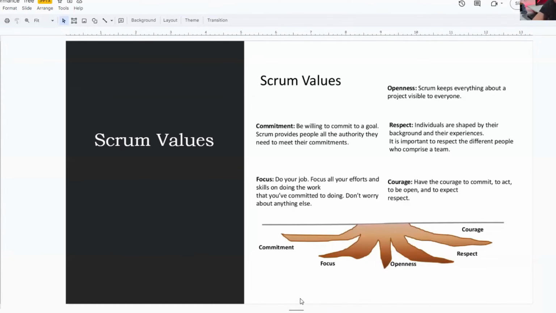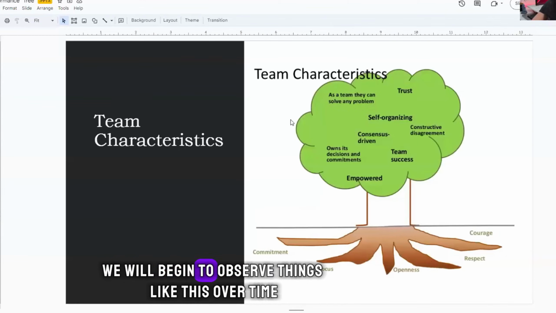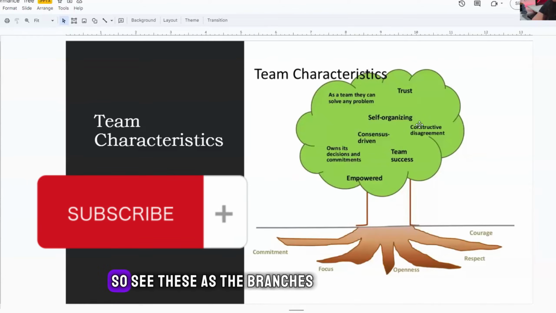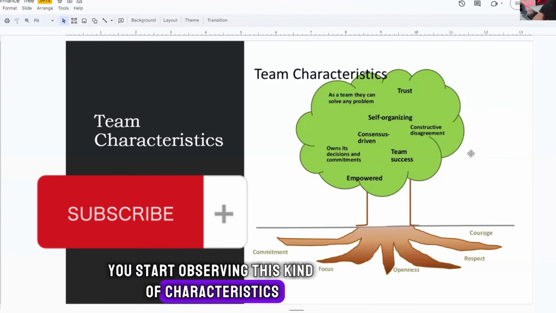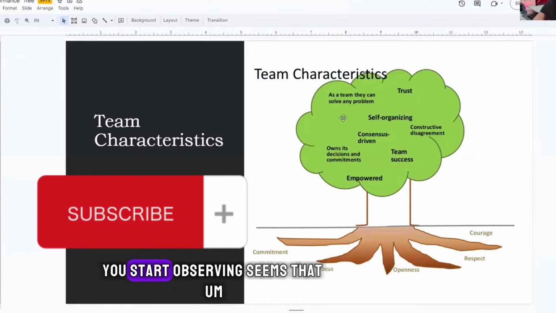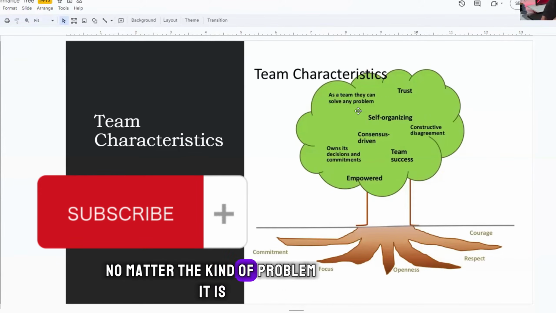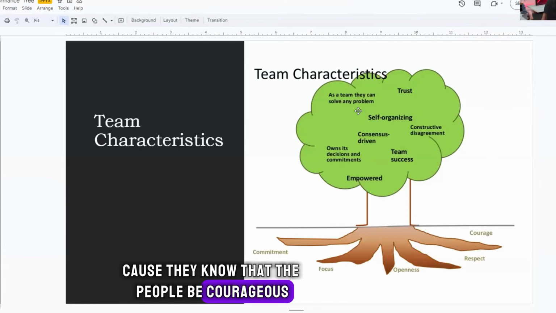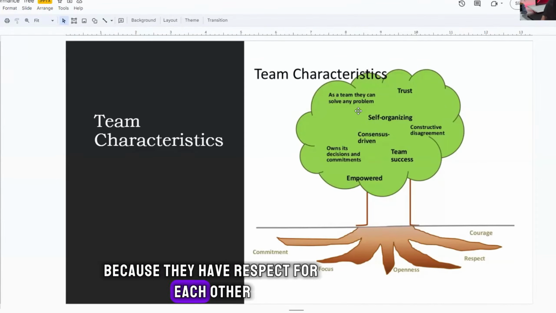So as a team, if our roots are these values, that is how we want to show up as individuals and as a collective, we will begin to observe things like this over time. So see these as the branches where you start observing the characteristics. You start observing this kind of characteristics in these teams. Teams that trust each other. You start observing teams that believe they can solve any problem, no matter the kind of problem it is. Because they know that the people will be courageous to be the first to take on these things, and they'll figure it out, and no one is judging them because they have respect for each other.